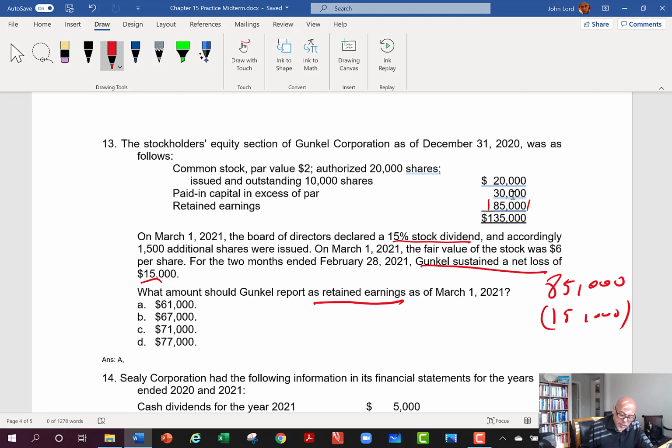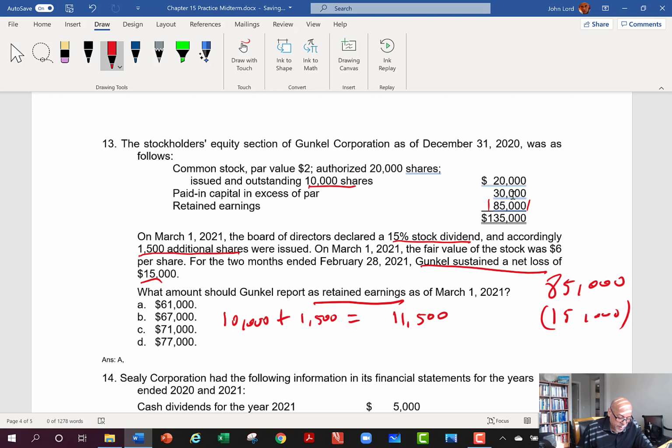Now it's a 15% stock dividend, so it's a small stock dividend. And they help me out here. They tell me that they issued an additional 1,500 shares. That's right, 10,000 times 15% would give me an additional 1,500 shares. So I take that 10,000 plus the additional 1,500 shares they told me, so that means I've got 11,500 shares that are going to be outstanding.